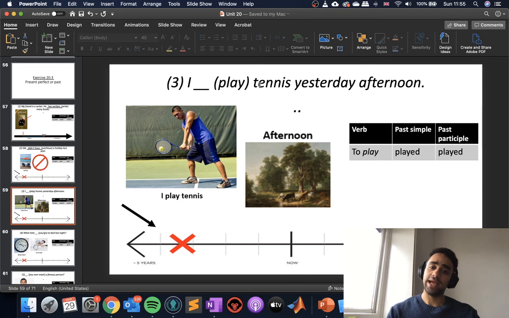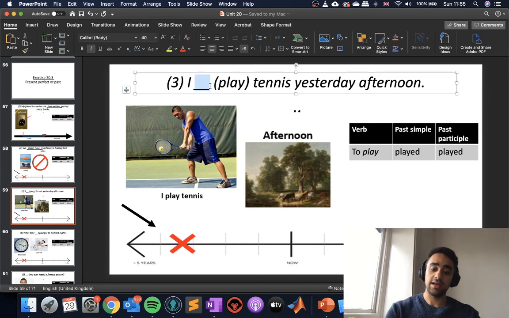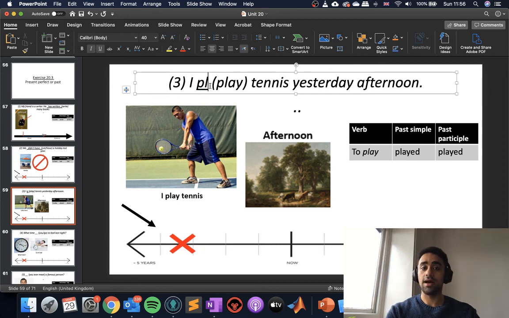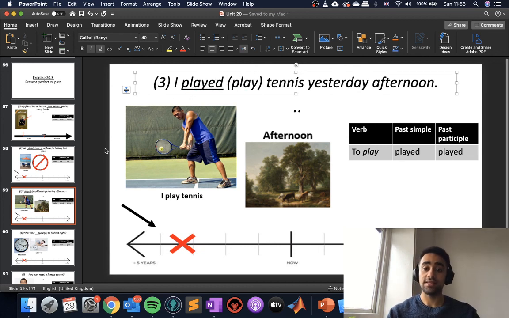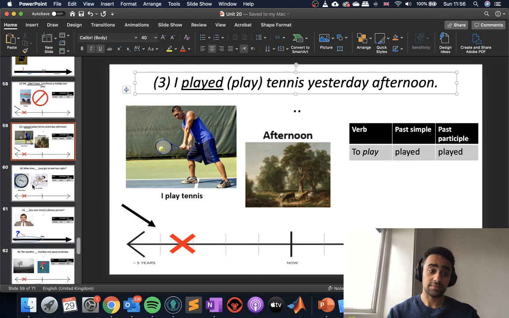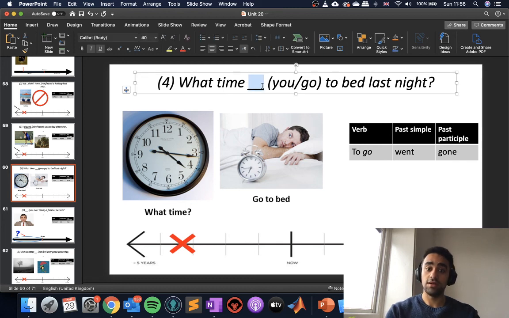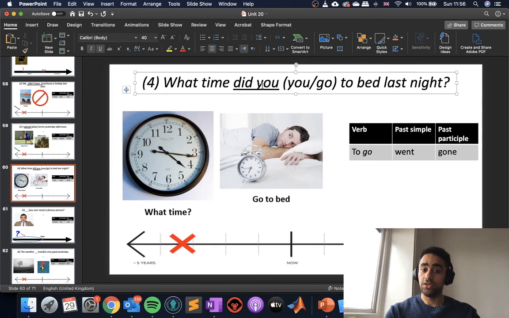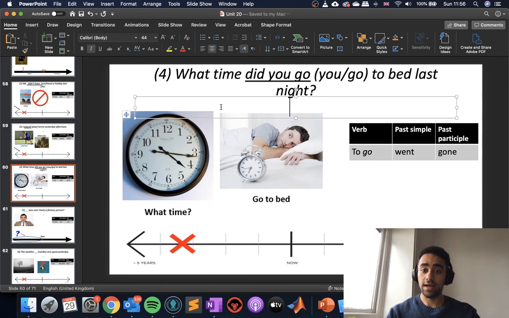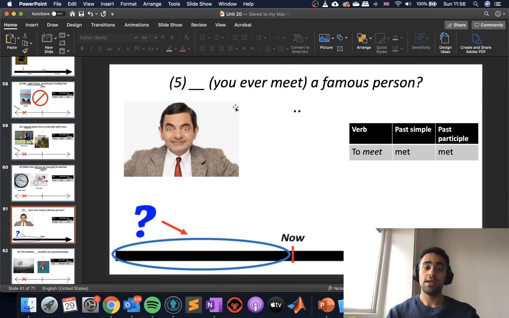I played tennis yesterday afternoon, so it's something specific. So here it will be past simple. I played tennis yesterday afternoon. What time you go to bed last night? So it's again something specific. So what time did you go to bed last night? Because it's specific.